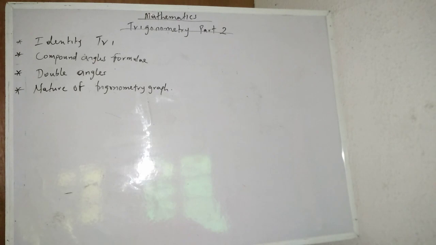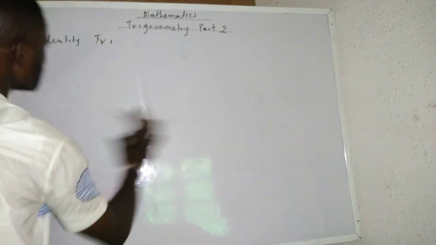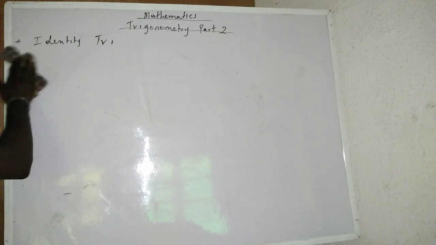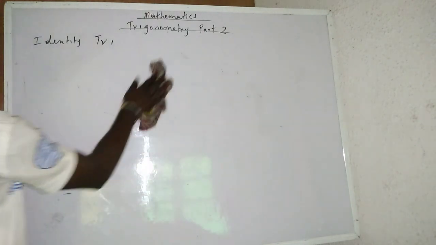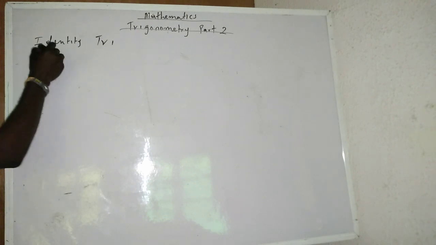Now, let's move on to identities of trigonometry. This one is very, very important in the aspect of advanced mathematics. It is very, very important from here.